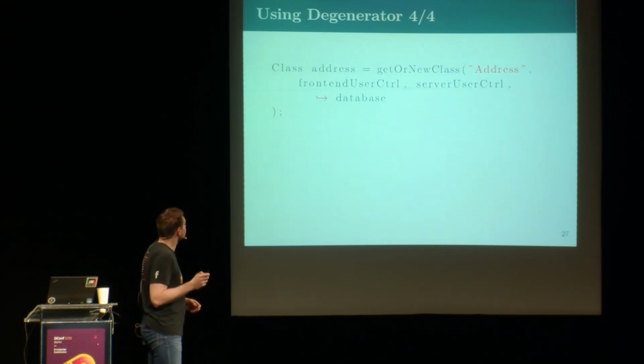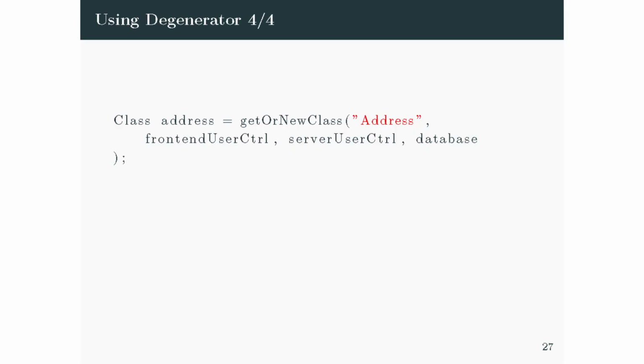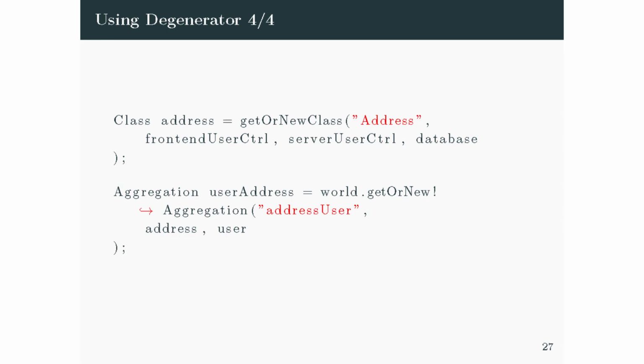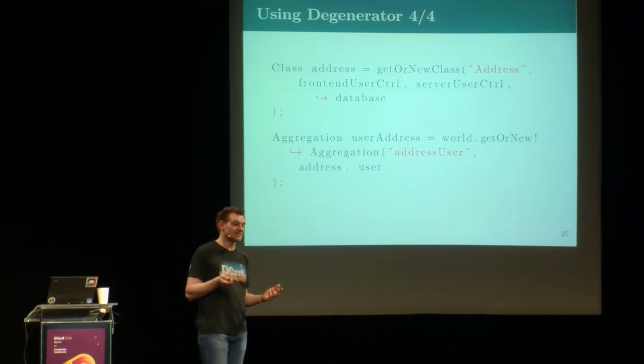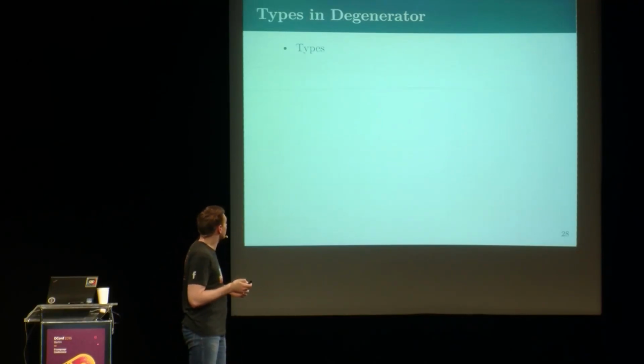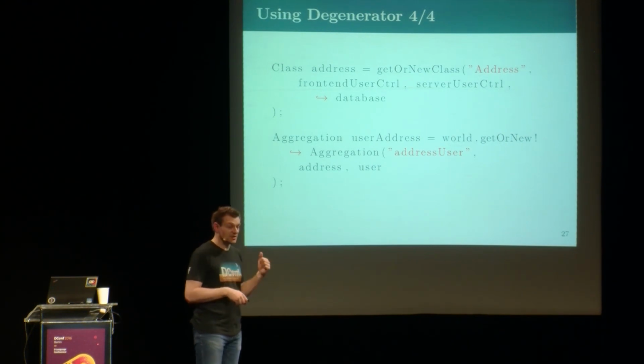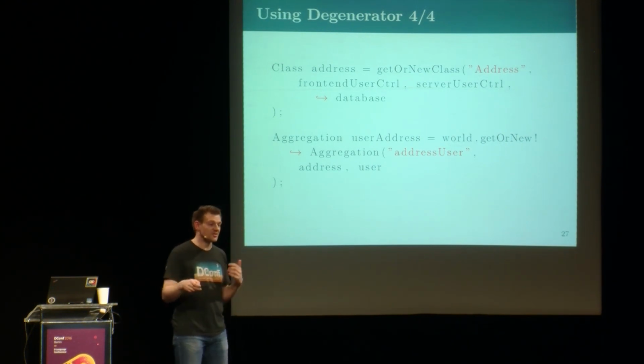So, where was I? Now we're going to create another class to actually show what we can generate from connections between classes. And we're going to generate an address class. And we're also going to add this to all our three components. And then we're going to create an aggregation between the address to the user. So basically saying that a user has an address. And we're going to see this again later. So think about it. There's going to be a connection between the address and the user.